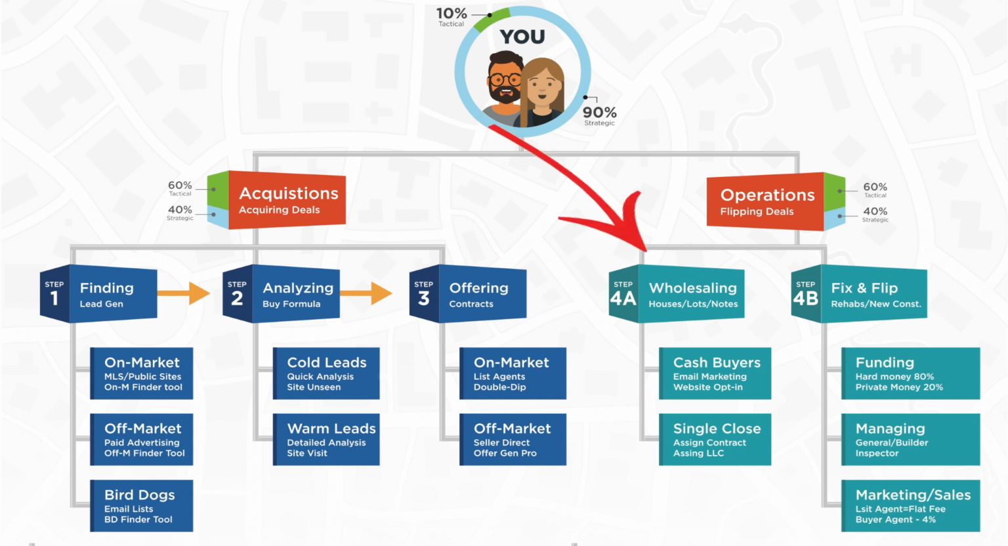So once you get a contract with a seller, you have to decide to either wholesale the deal or fix and flip the deal. If you decide to wholesale it, there are two major functions. One is building a cash buyer list. This is a list of local active cash buyer investors in your market.